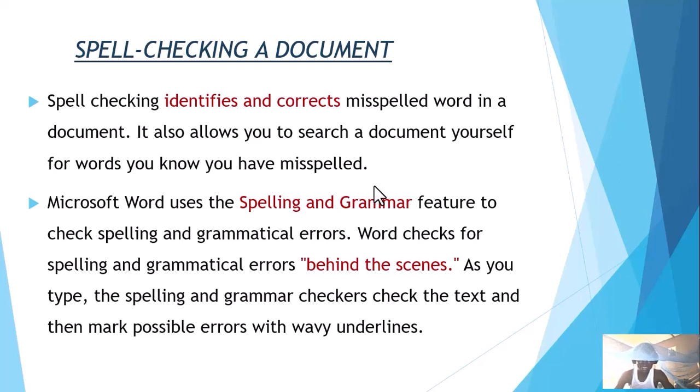As you type, the spelling and grammar checker checks the text and marks possible errors with wavy lines. So if you have made a mistake with what you are typing, if there is an error in your word or your grammar, it will be identified using a wavy line with a particular color. So let's look at the color.